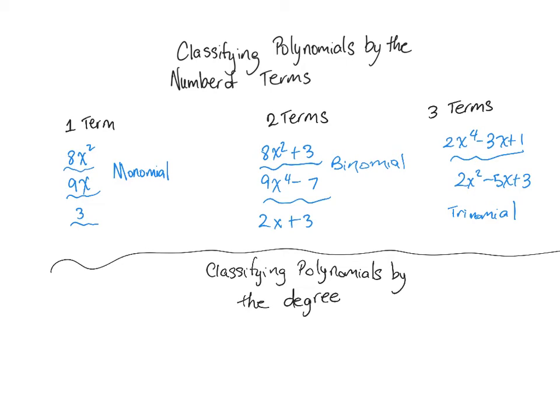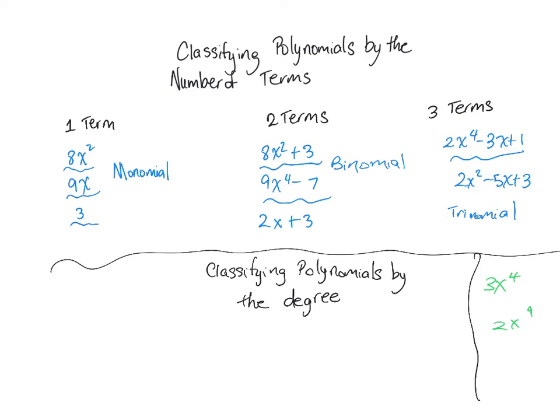So we're focusing on the exponent of our variables. The degree of a term is the exponent. Pretty easy. So for example, this is a side note here, we're not classifying quite yet. If we have 3x to the fourth, the degree of that is 4 because the exponent is 4. If we had 2x to the ninth, the degree of that is 9, again, because the exponent is 9.